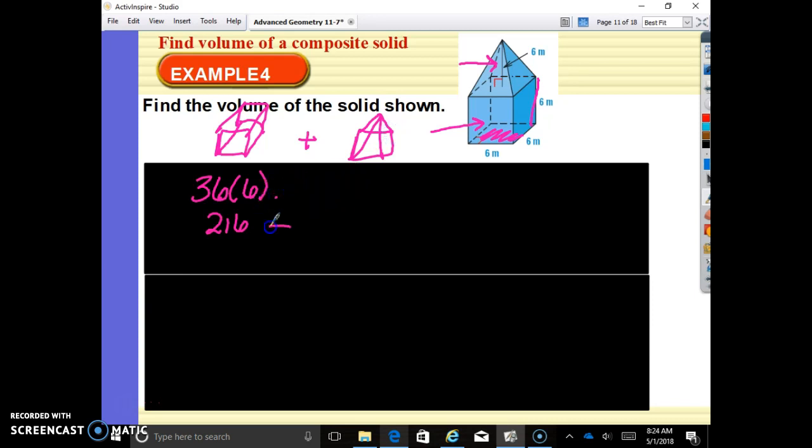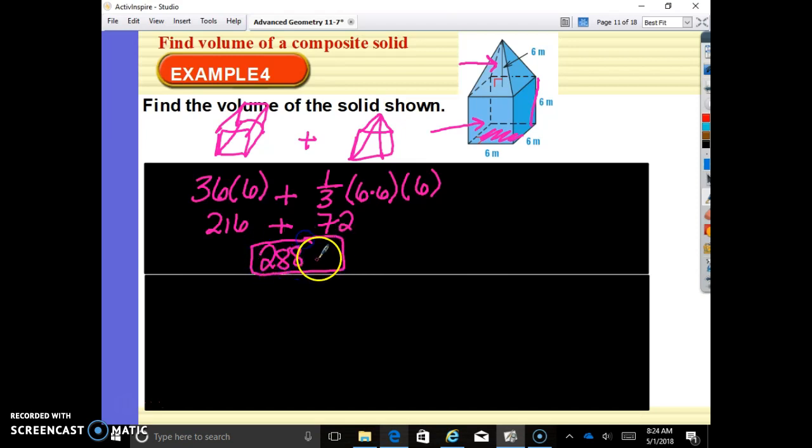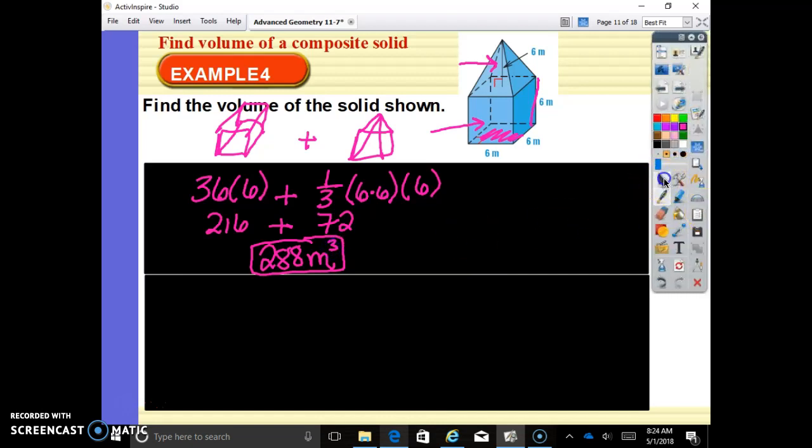So the volume of the pyramid is 1/3 area of the base, 6 times 6, or 36, times the height of 6. 36 times 6 is 216. 216 divided by 3 is 72. And 72 plus 216 is 288. So the entire volume is 288 meters cubed.